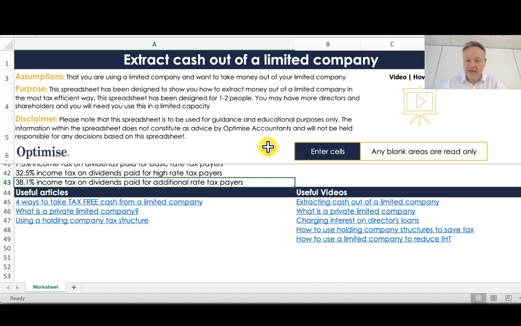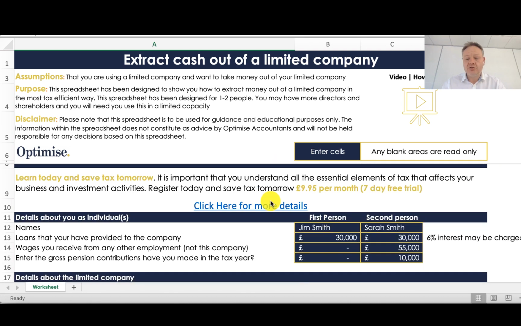Now, there are a bunch of useful articles and videos for you to review and watch as well. So please be sure to do your research, use this spreadsheet, and help to reduce your corporation tax whilst taking money out of the limited company in the most tax efficient way.